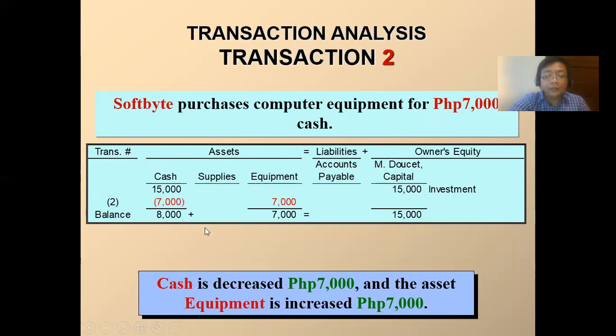As you all know, go back to our accounting equation. Assets equals liabilities plus owner's equity. Are they the same? 8 plus 7 is 15. Yes. On the other side, 15. Balanced? Yes. The principle of balance, the principle of bookkeeping, or the perfect double entry system. All right.